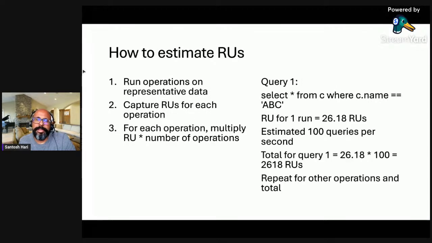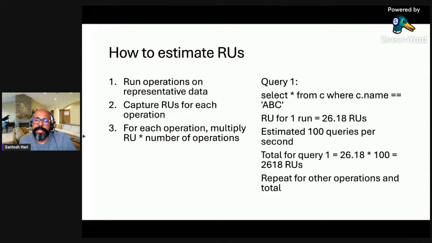This is my quick and dirty way of estimating how many request units to provision for your Cosmos containers. Generally what I do is I run the operations locally and capture the request units for each operation. Then I estimate that in production there will be this many operations per second. So for instance, if I do a select, and I determine that it costs 26.18 request units.